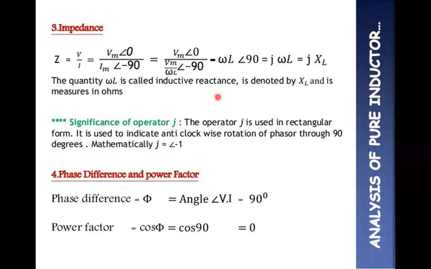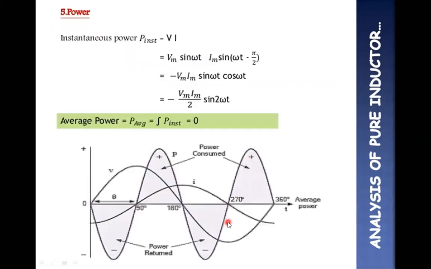Significance of the operator j: it is used in rectangular form to indicate anti-clockwise rotation of a phasor through 90 degrees. Mathematically, j squared is equal to minus 1. The phase difference phi is pi by 2, so the angle is 90 degrees, and the power factor is cos phi, which is cos 90, equal to 0.